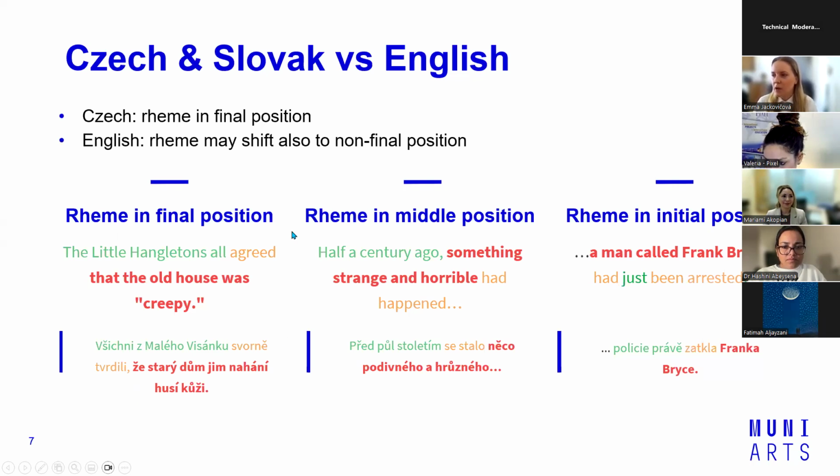If we move to the rheme in the middle position in an English sentence, half a century ago, something strange and horrible had happened. In Czech, again, it's at the end of the sentence. Něco podivného a hrůzného. If we take a look at the rheme in initial position, a man called Frank Bryce had just been arrested. Again, Franka Bryce is at the end of the sentence. These patterns actually motivated my hypothesis about first language influence on English rheme interpretation and perception.